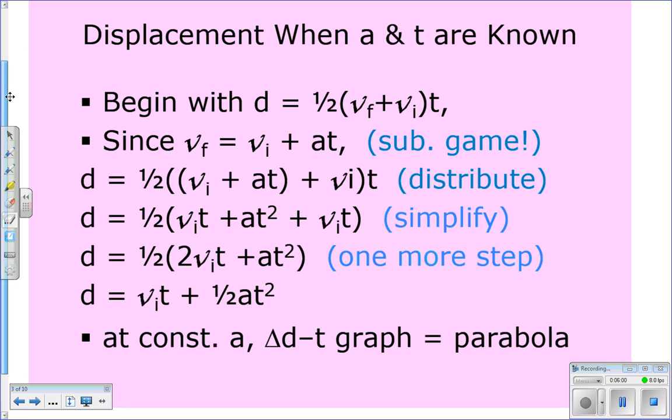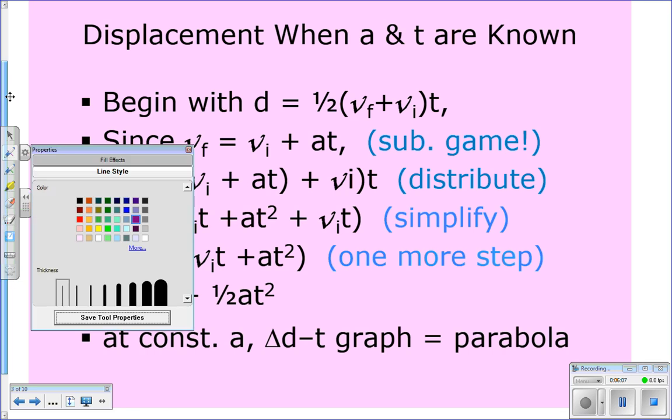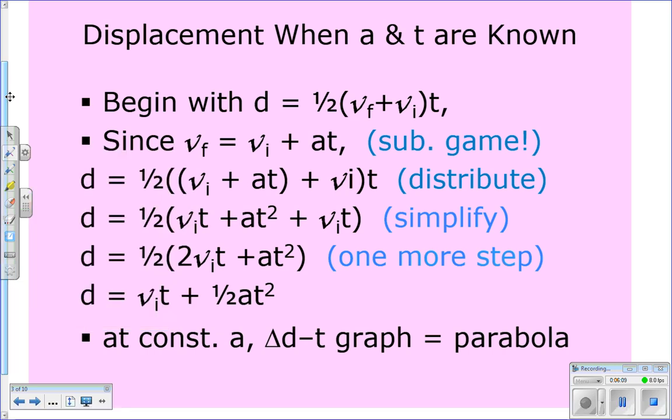So we're going to move along to what if we don't know what the final velocity is? We have to know what the initial velocity is. I mentioned that before. But what if we don't know the final velocity? We only know the acceleration and the time interval. In that first equation, we didn't have the acceleration. So in this problem, we have the acceleration, but we don't have the final velocity.